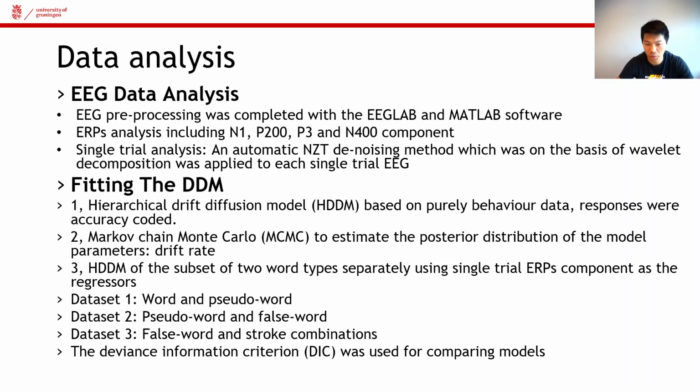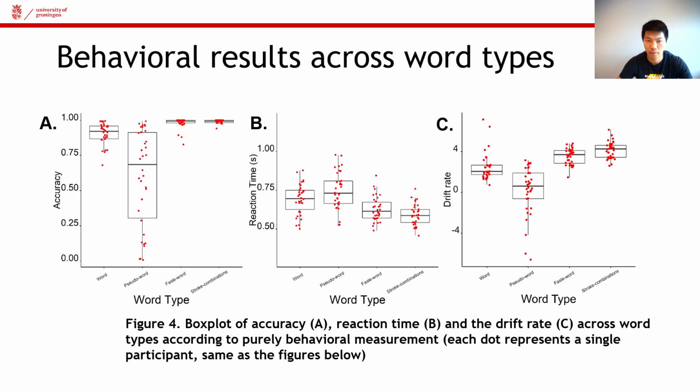And in the other models, we included the subsets of two word types separately, using the single-trial ERP components as the regressor. In data set 1, we explore whether the lexical level could affect the evidence accumulation, in data set 2, the orthographic level, and in data set 3, the radical level. And the DIC value was used to compare the performance of the models.